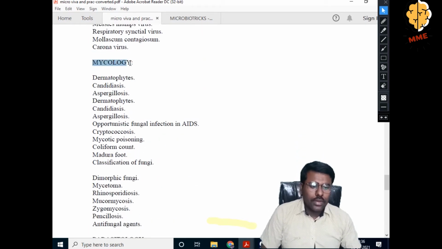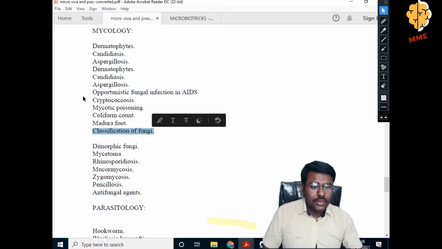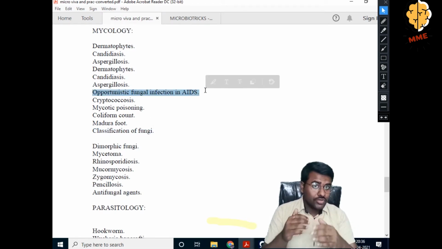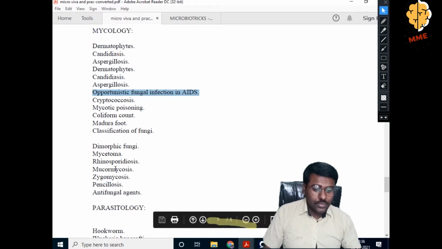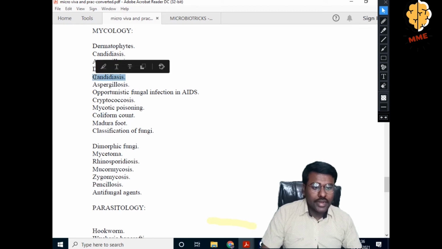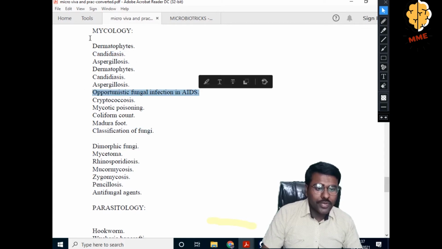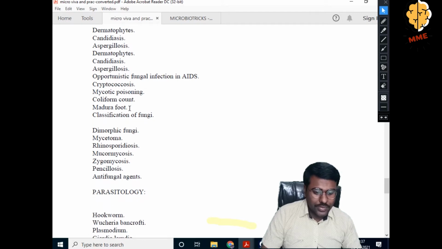Coming to the mycology, the commonly asked question about the mycology is the classification of the fungi. Then the opportunistic fungal infection associated with the AIDS, most important question. Then the most common question is the Madhura food. It is very important. And the coliform count, very important questions. The candidiasis is a commonly asked question. But first you have to study classification of the fungus, opportunistic fungus, and dermatophytes. And then you have to study the dimorphic fungus.